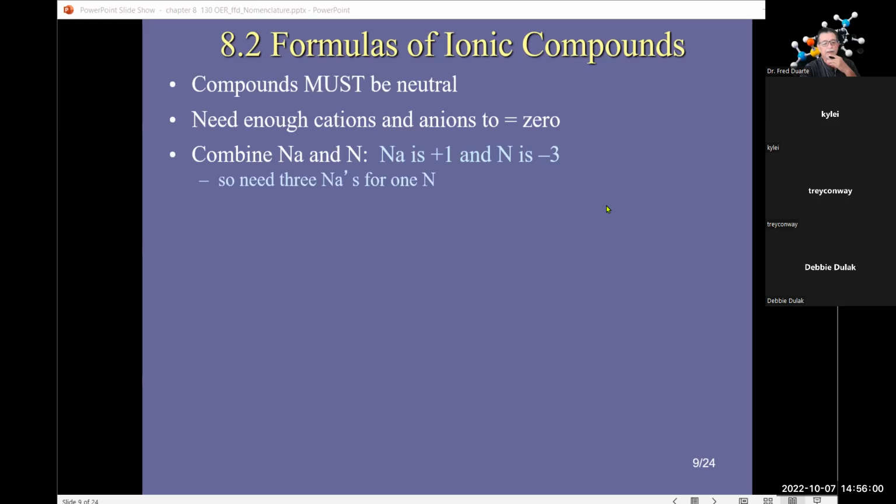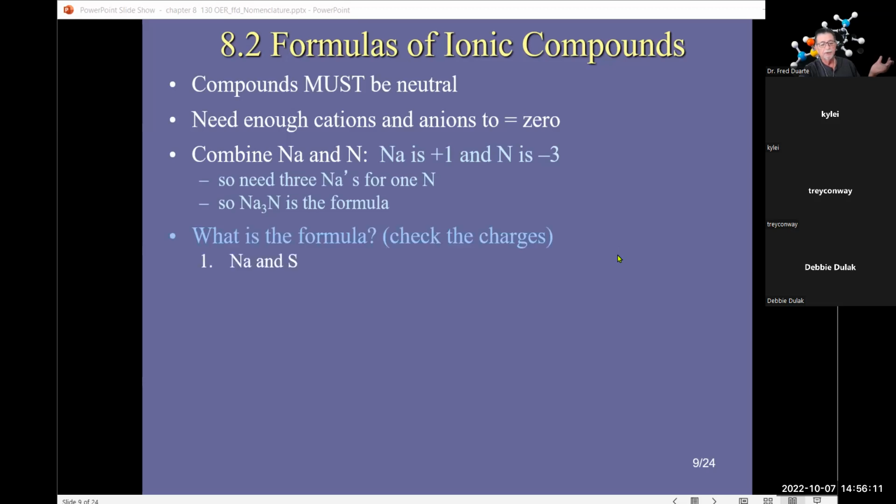So that is the formula, Na subscript 3 N, and the name is sodium nitride. We don't change the name of the metal. It remains the same.